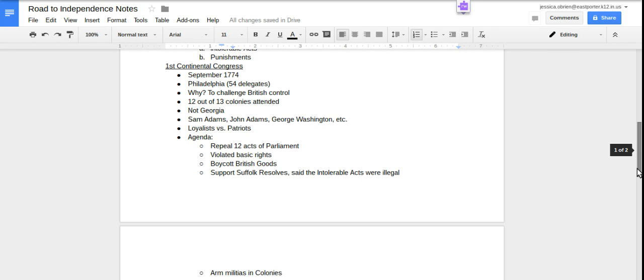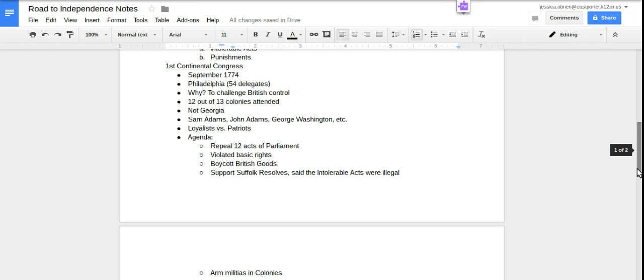Okay. The delegates called this body the Continental Congress. Leaders from 12 of the 13 colonies attended the meeting. Only Georgia did not send a representative. Massachusetts sent fiery Sam Adams and his lawyer cousin John Adams. New York sent John Jay, another lawyer.